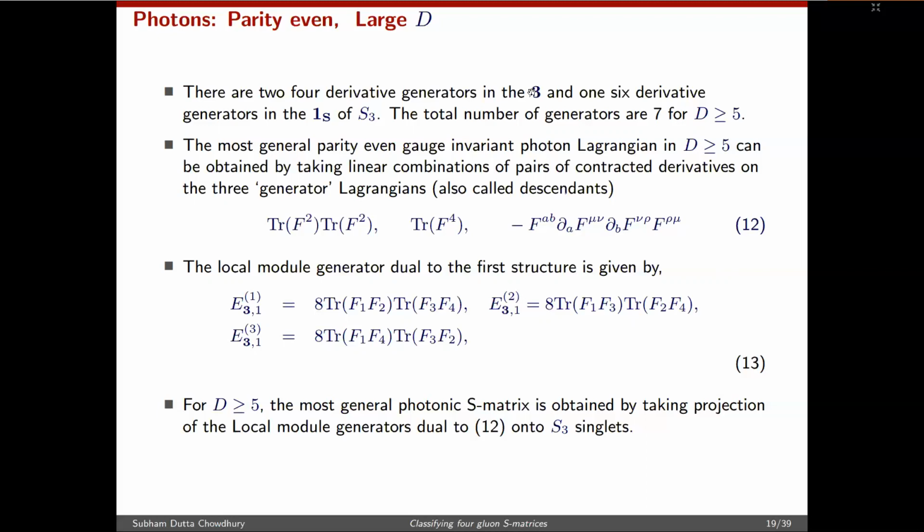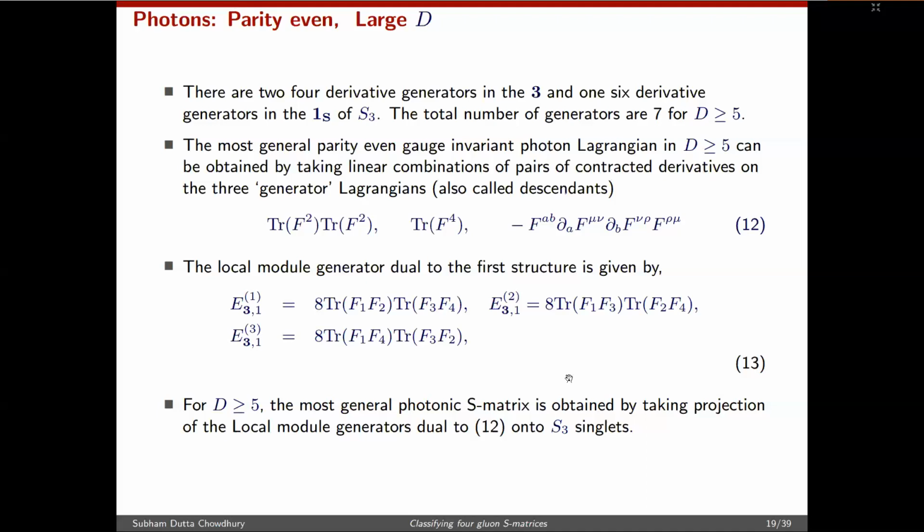What do I mean by something which transforms in a 3? Let's label this trace F squared in terms of particle labels. You have F1, F2, F3, F4. S4 means that you have 24 such structures, but they just reduce to these 3 distinct structures. All the other 21 structures are equal to these. This is what I meant by transforming in a 3. When you put on particle labels, there are 3 distinct structures which you can write from a particular Lagrangian. What I mean by a 1 is that you take a fully symmetric Lagrangian. You can put in particle labels anywhere you like, and you will get the same result.